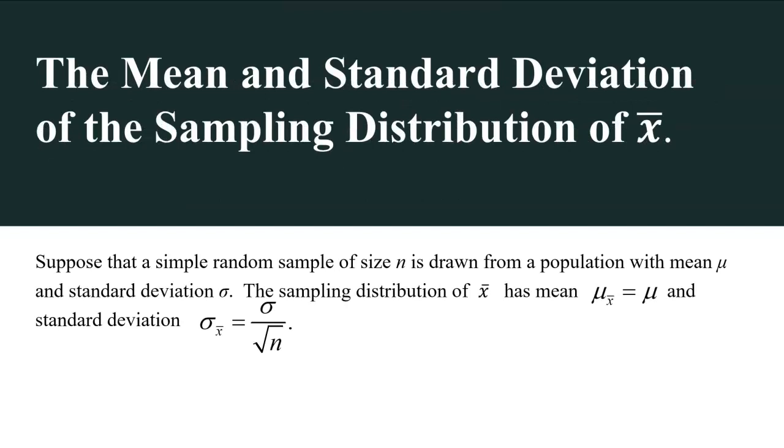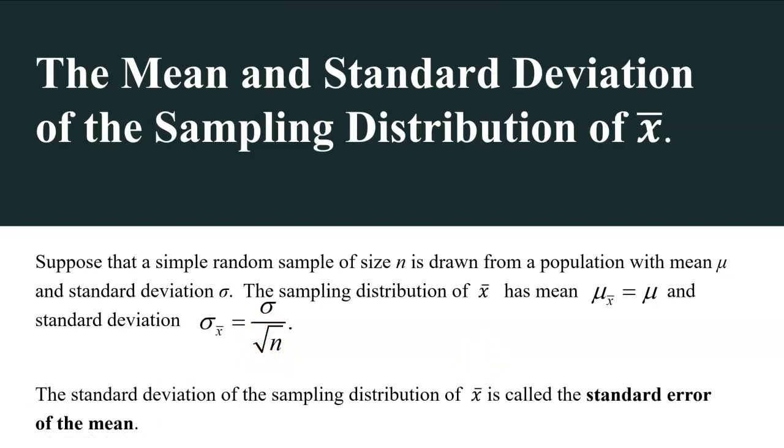And this is how you find the mean and the standard deviation of the sampling distribution of X bar. So the mean of X bar is going to be equal to the mean of the population, and the standard deviation of X bar is going to be equal to the population standard deviation divided by the square root of n. And then there's another name for the standard deviation of the sampling distribution. It's also called the standard error of the mean. So the standard deviation of the sampling distribution of X bar is also called the standard error of the mean.